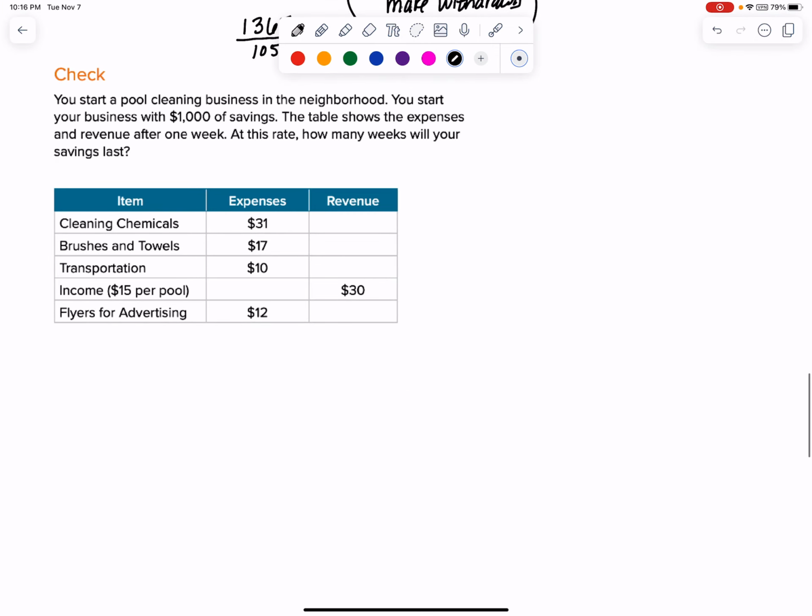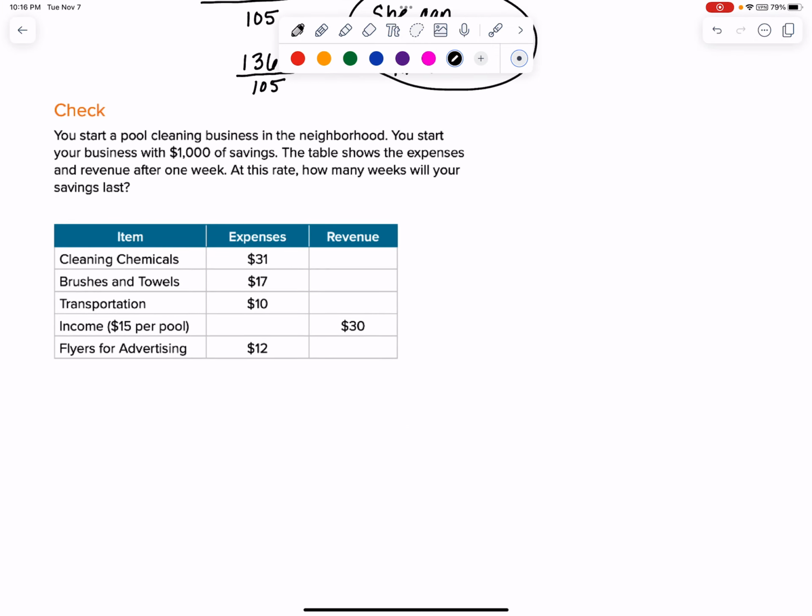All right, let's go ahead and try the check. It says you start a pool cleaning business in the neighborhood. You start your business with $1,000 of savings. The table shows the expenses and revenue after 1 week. So remember, like we've done before, let's make a note that this table is representing 1 week. And at this rate, how many weeks will your savings last?